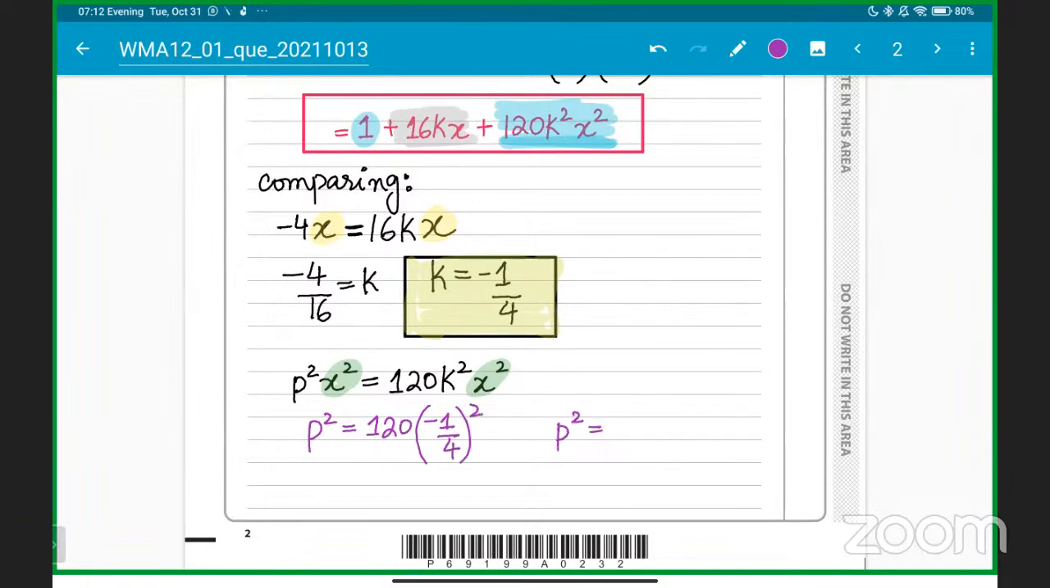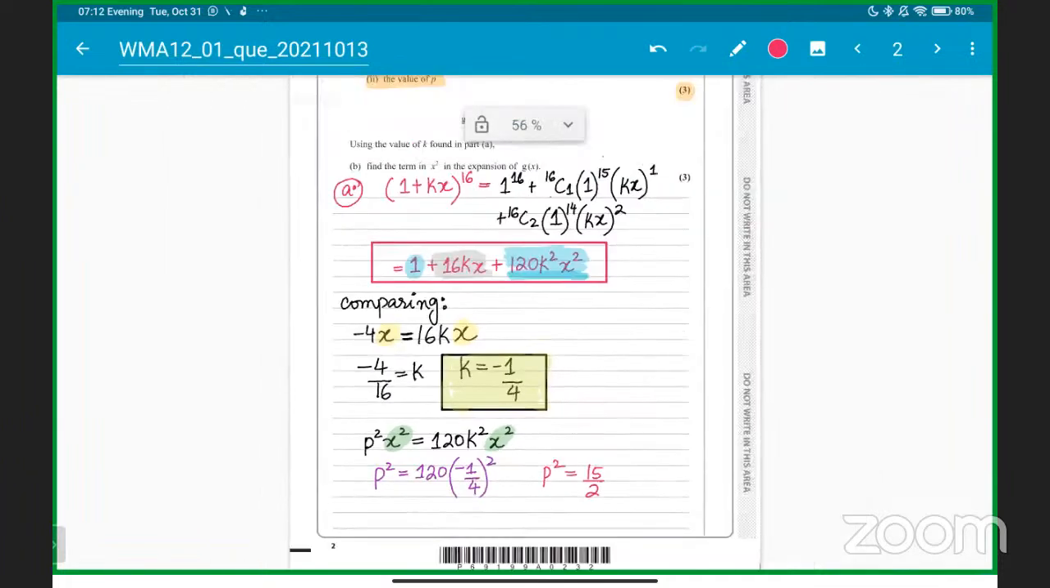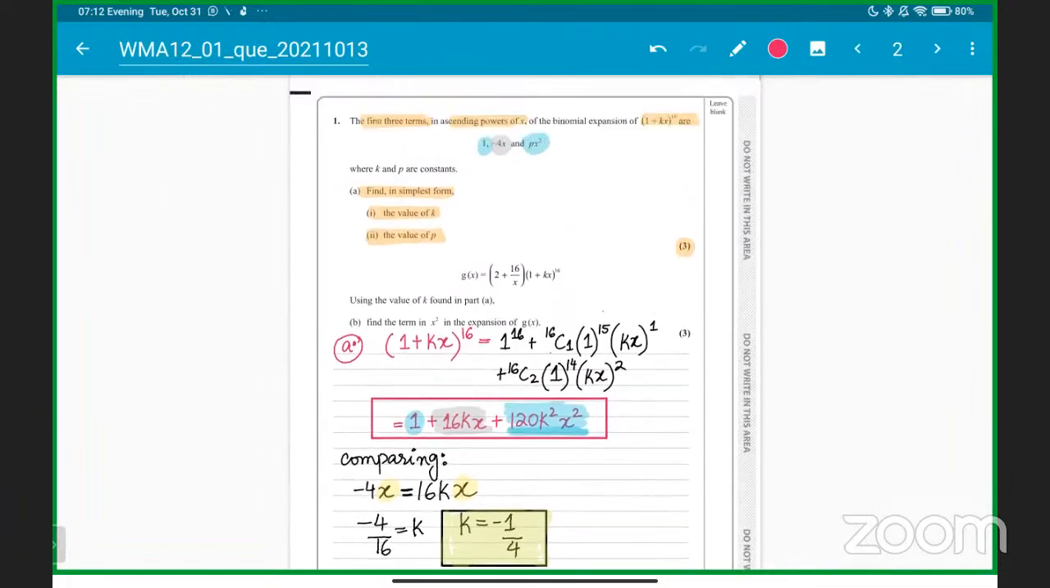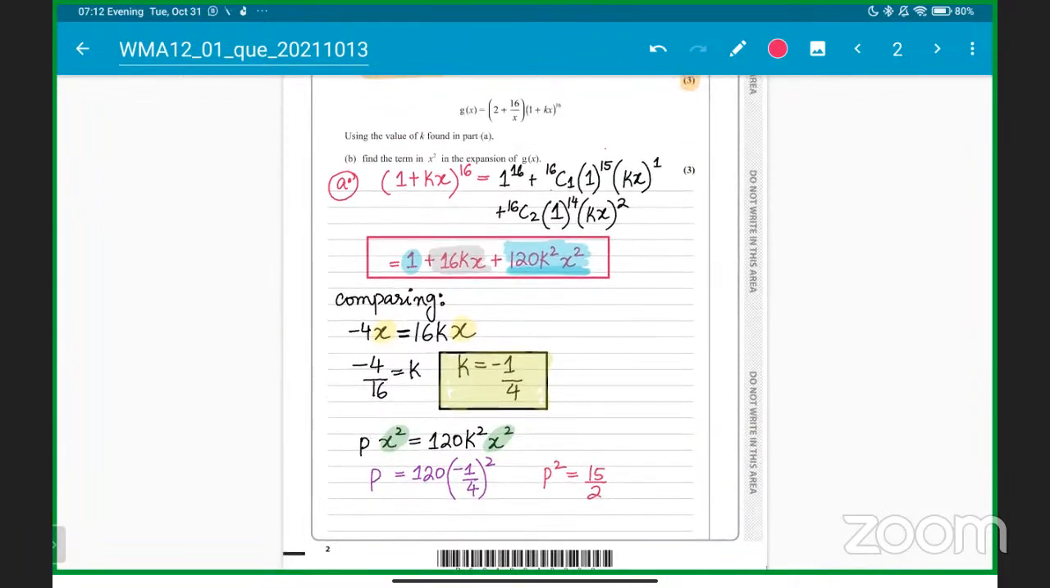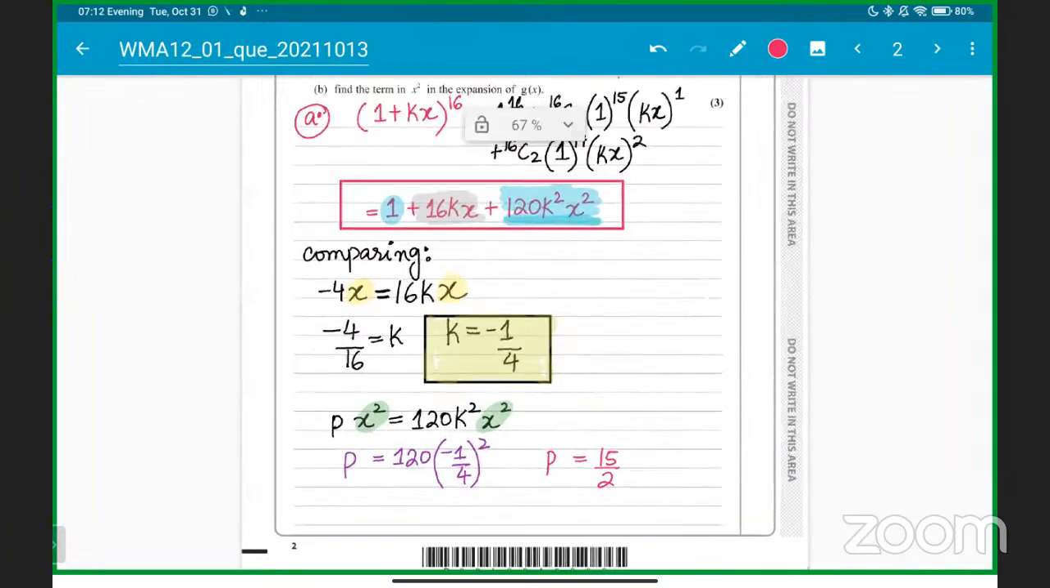If anyone is confused how we got the k value, I'm just substituting the k value here. And here you go, the answer comes out p is equal to 120 over 16, so we got 15 over 2. Sorry, there is no square on p, okay? So there's a slight mistake. It's only p. So the p value is 15 over 2, and that is correct.